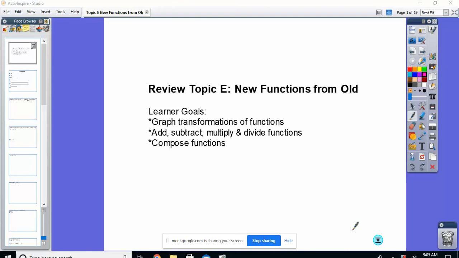Okay, so topic E, it's called new functions from old. We're basically talking about different ways that we might manipulate and transform some of our functions. So first thing I want to do, we're going to review transformations a little bit. Not a new topic, you did them in Algebra 1, Algebra 2, college algebra, so we've seen them before. But let's make sure we remember.